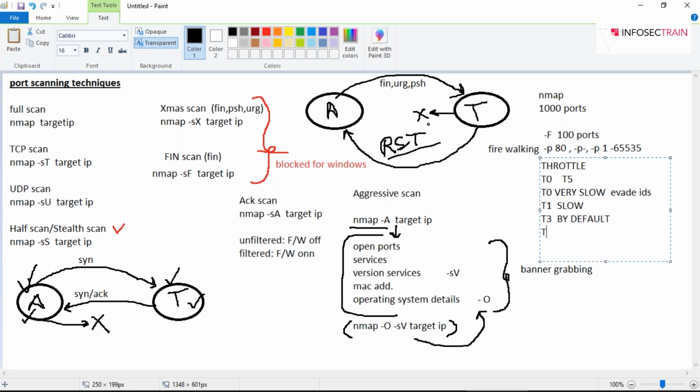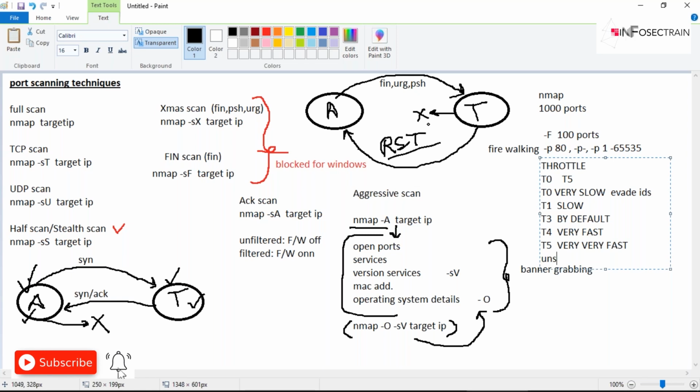Then we have T4, guys. What is T4? T4 is very fast. If you want to get the scanning result very quickly, you will be specifying hyphen T4. With any of these scanning techniques, type hyphen T4 and your processing will be very fast. Your result will be coming very fast. And then we have T5. What is T5, guys? T5 is very, very fast, but it is unstable. So generally in real world scenario, we don't use it. All right.